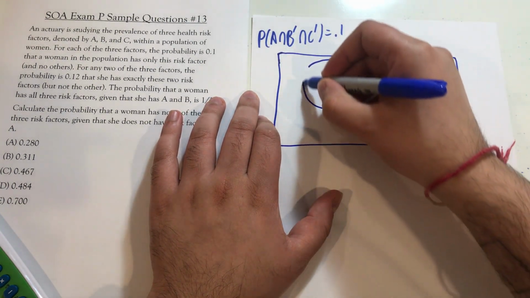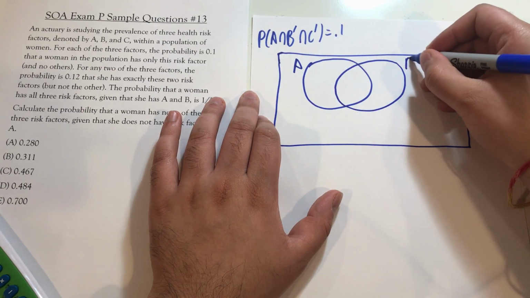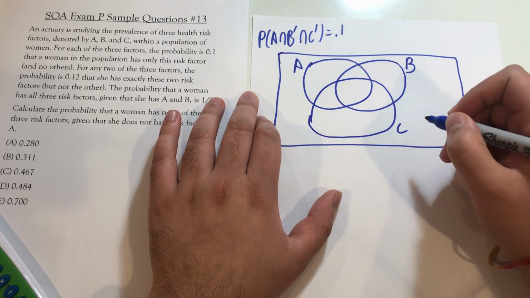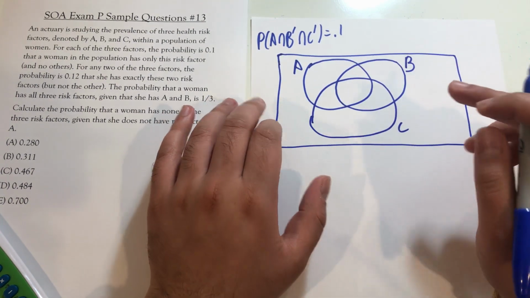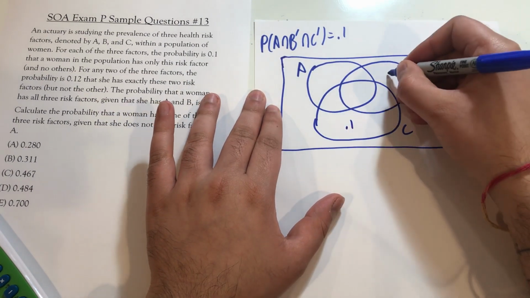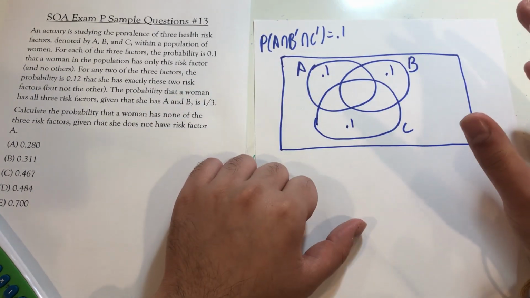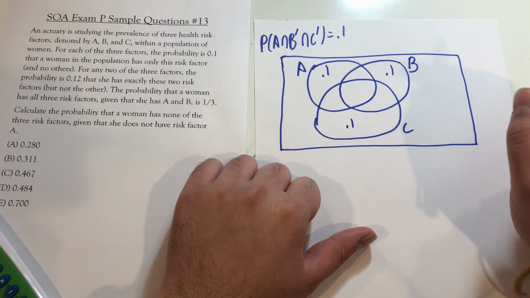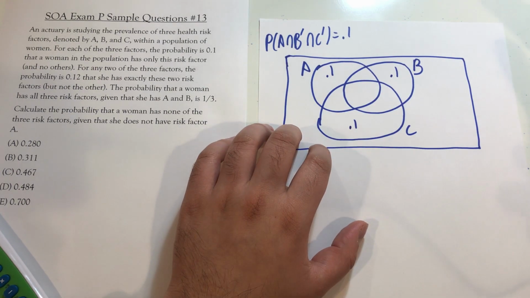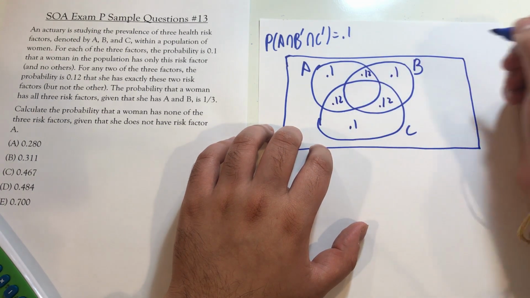And you could have risk factor A, you could have risk factor B, and you could potentially have risk factor C. Now, these sections would be the probability that you have that risk factor and only that risk factor, and we're told that that's 0.1. So that's easy enough to fill in. Then we're told that for any 2 of the 3 risk factors, the probability is 0.12 that she has exactly those 2 risk factors, meaning she would not have the third. So 0.12 here, 0.12 here, 0.12 here.